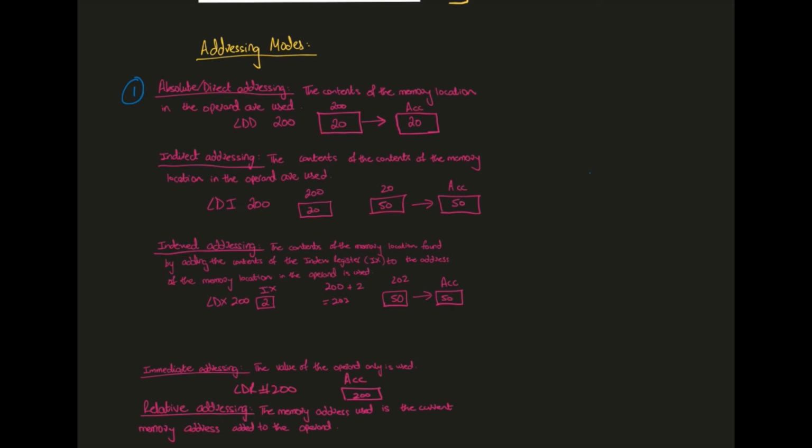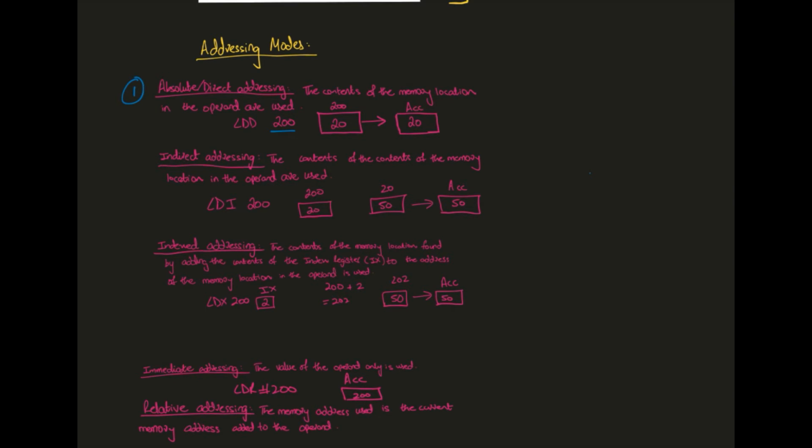So let's go over number one, which is absolute slash direct addressing. These both are the same thing, they just have different names. As you can see, the contents of the memory location in the operand are used. So this is your memory location, so loading 200, 200 has this 20, and then that 20 is loaded into the accumulator. So that is how it works, right?